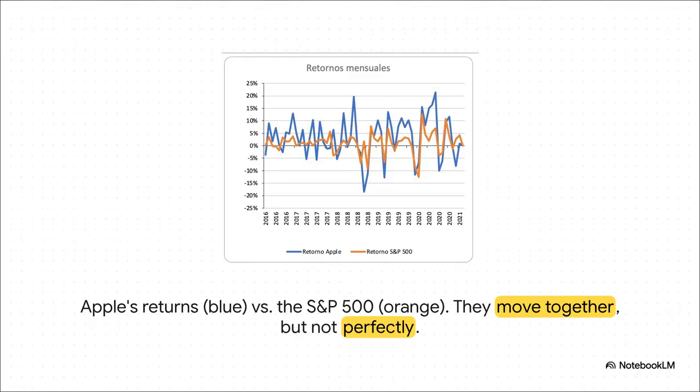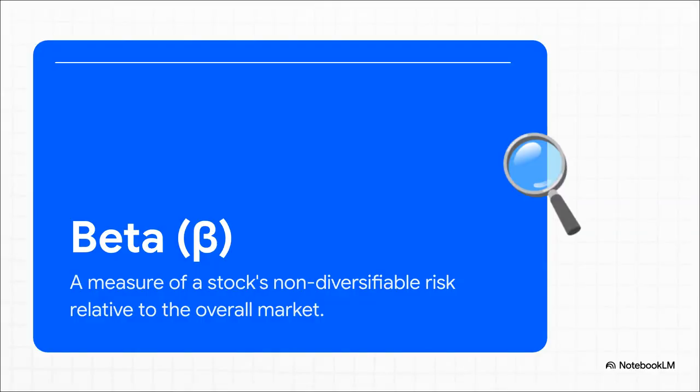Okay, so what we need now is a single number, a way to measure how sensitive any given stock is to these big, unavoidable market-wide movements. And you can see it right here. Even though Apple's returns are way more volatile, you can tell its ups and downs are definitely related to what the overall market is doing, which we're showing here with the S&P 500. And that number is beta.